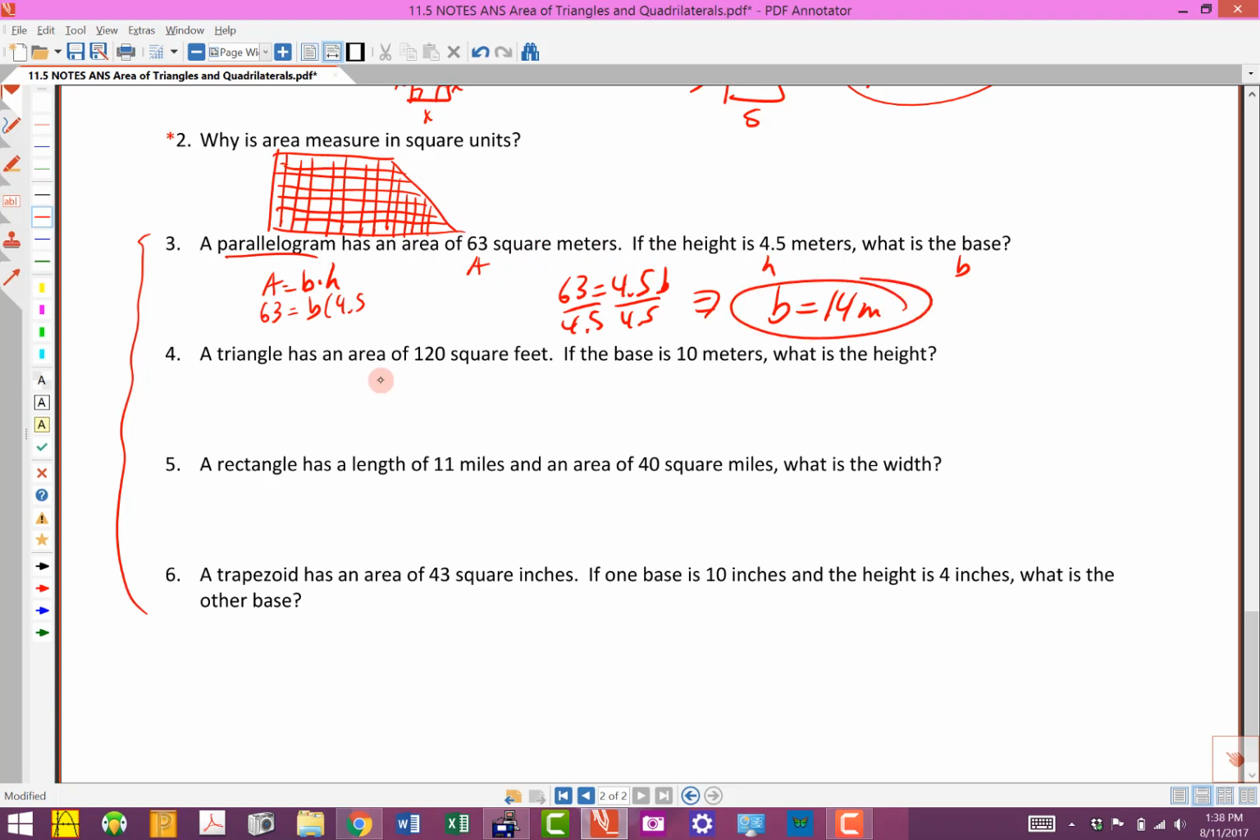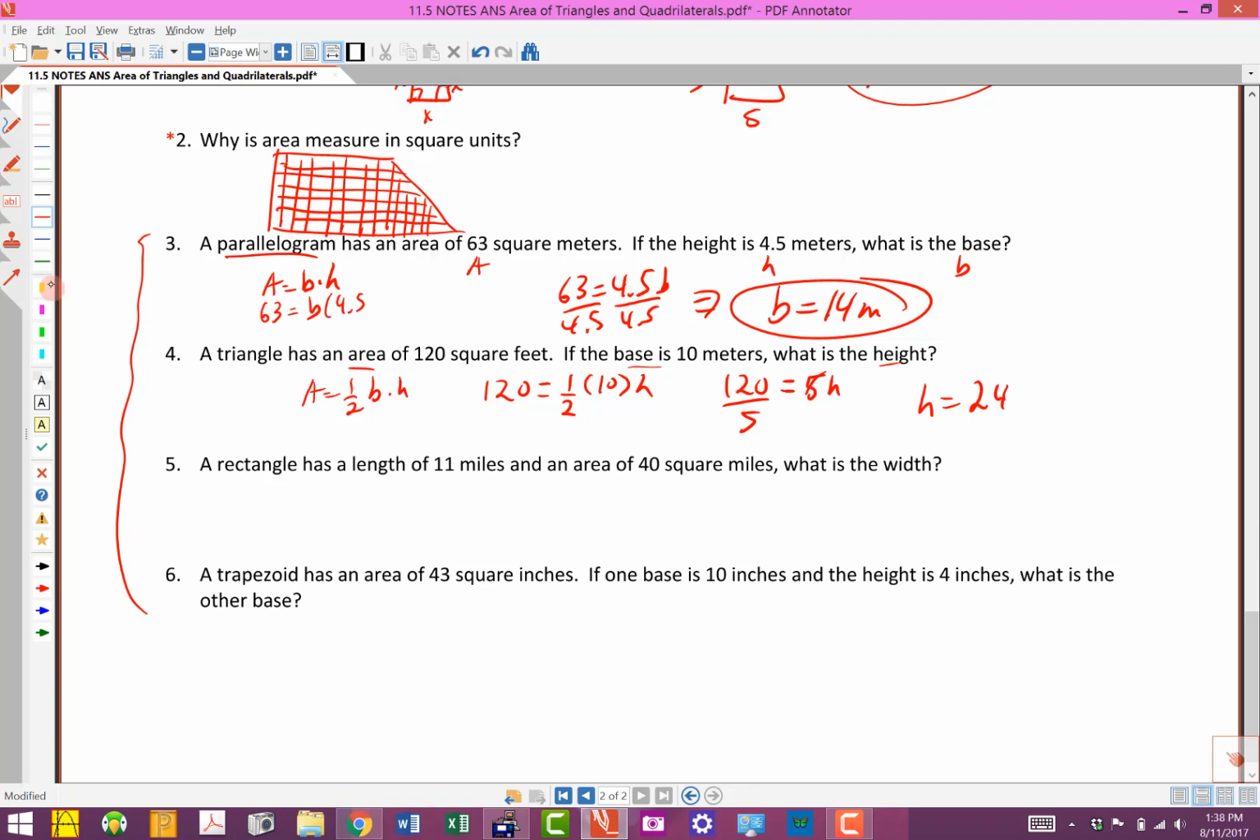Triangle has an area of 120 square feet. Base 10, what's the height? Area equals 1/2 the base times the height. So the area is 120. That should be equal to 1/2 of the base, 1/2 of 10, times the height. So this is 120 equals 5 times h. And then we'll just divide both sides by 5. And let's see, that is 24. And we just have to get the units on there.